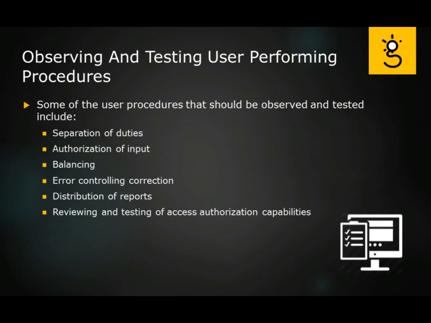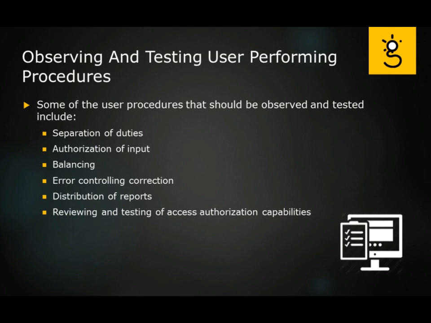Some of the user procedures that we want to look at and test are things like separation of duties, especially on applications that might be sensitive with financial information or any other type of sensitive information, maybe even an application for privacy of patients or things like that. We want to know if there's one person that can do everything and potentially, if they went bad, could manipulate the system or do overrides.